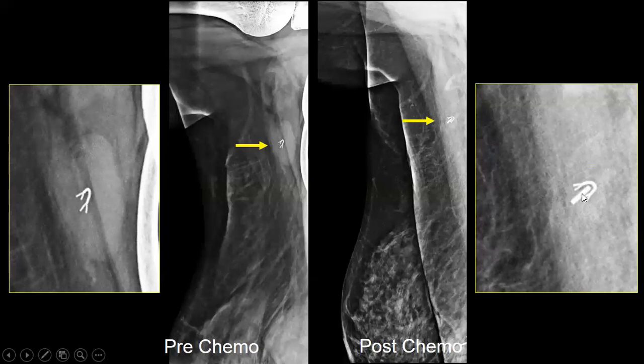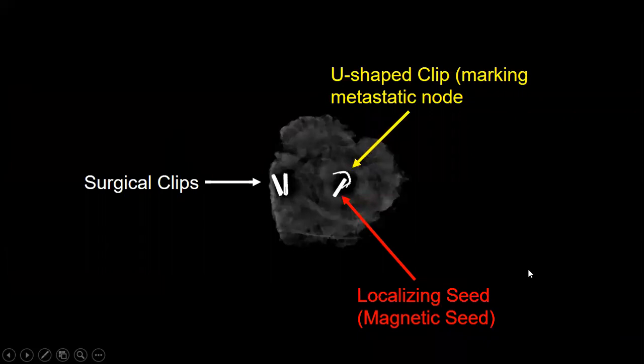So then the surgeon can use it to find this clipped node for the purpose of targeted axillary dissection. And this is the surgical excisional tissue radiograph. What I'm showing you here, these are surgical clips. What we're looking at here is the lymph node, the clipped node that was excised as part of the targeted axillary dissection. The U-shaped clip marks the metastatic node, whereas this straight bar here is the localizing seed we placed under ultrasound preoperatively, which is a magnetic seed in this case.